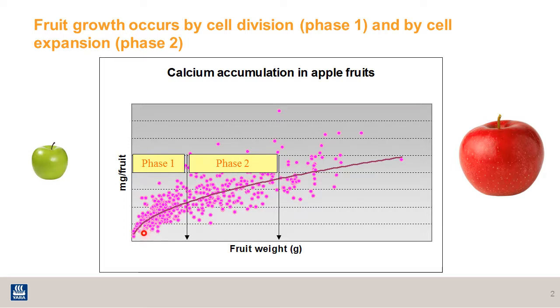As you can see here, the calcium data is clustered together tightly during phase 1, the cell division phase. And the data for the calcium is a lot more scattered during the cell expansion phase. I'll explain why a little bit later.